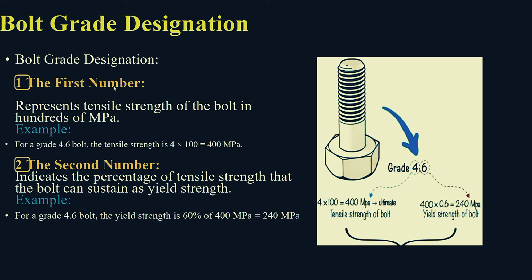As in the first number case, the first digit is 4. 4 multiplied by 100 megapascal is the tensile strength of the bolt. And the second number is 0.6. 0.6 is the 60% yield strength that will be multiplied by the first-digit tensile strength. It will result in 240 megapascal, which is the yield strength of the bolt.